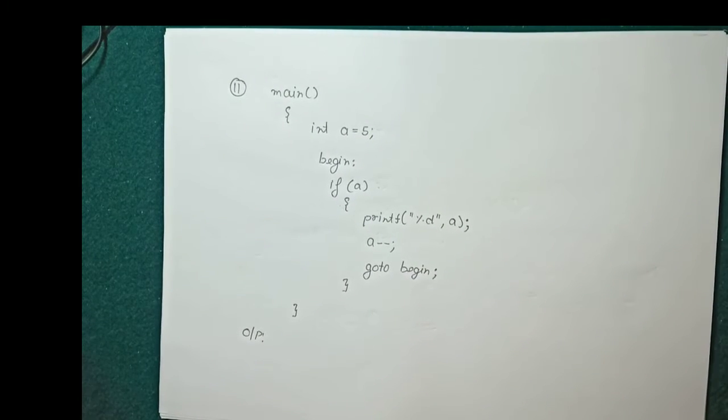Okay guys, let's see the solution. In this question we are using the goto statement, which is an unconditional jump statement that does not depend on any condition. We can use it anywhere in the program, and it transfers the control of the program from one point to another point.